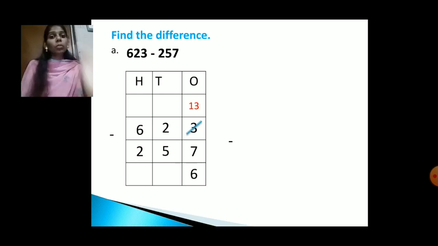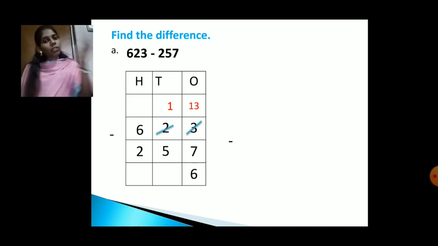Correct? Now we borrowed from the tens place. So we will cut 2. We borrowed 1 ten. So 2 minus 1 is 1. We will write 1. Now 1 minus 5. 1 minus 5. 1 is also smaller than 5. Then what will we do?